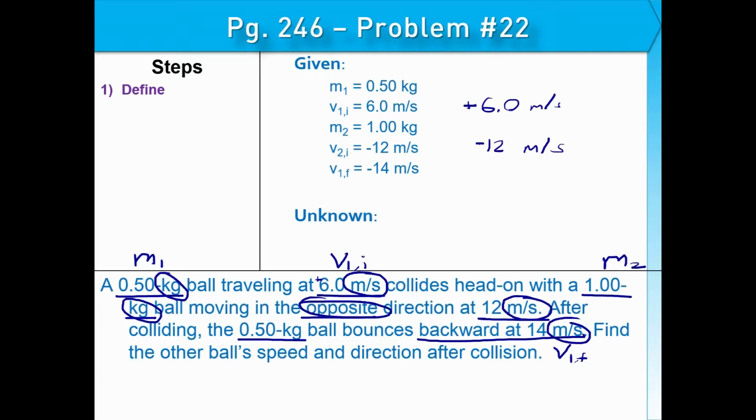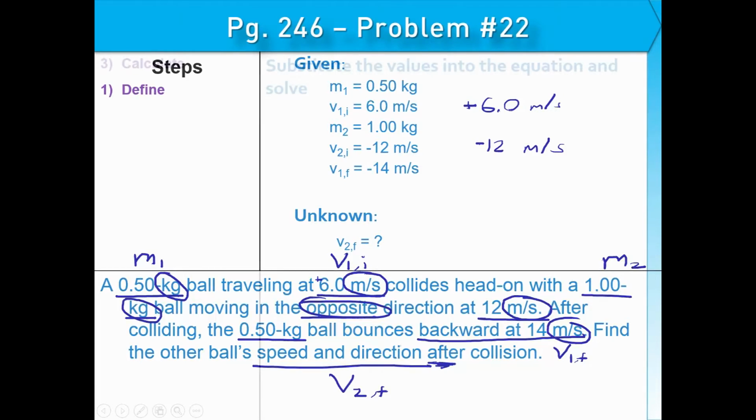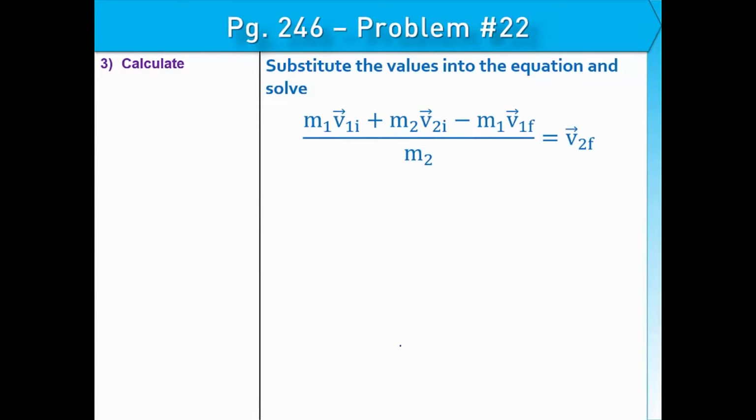Find the other ball's speed and direction after collision. So we're finding the speed and direction. In this case, it's asking us to find the velocity of the other ball, or velocity 2. And since it says after collision, this means that it's going to be the final velocity. So our unknown is velocity 2 final. So now we have our equation that we need. I'll go ahead and substitute the values.